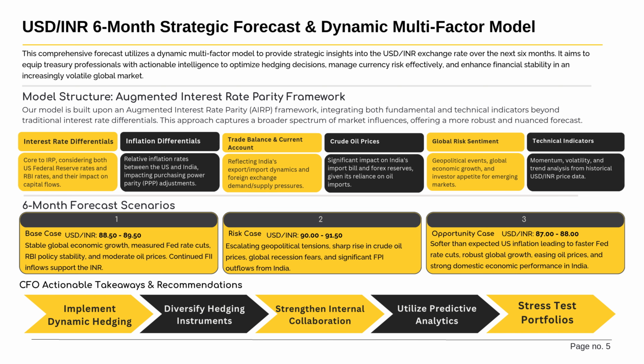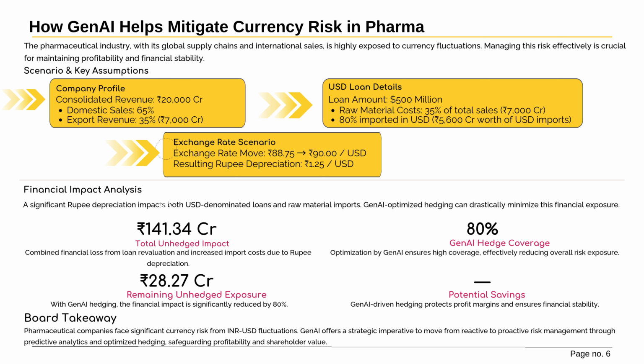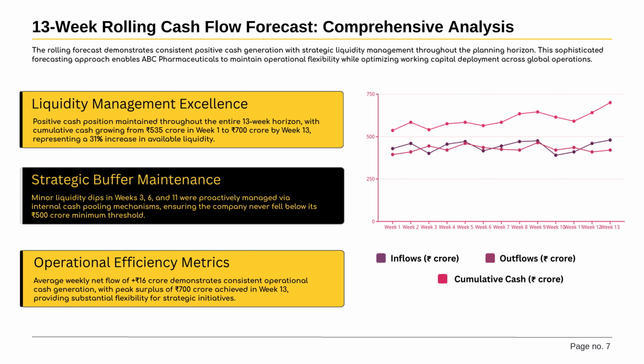Let's look at the USD INR 6-month strategic forecast, based on the augmented interest rate parity framework, considering factors like interest rate differentials, inflation expectations, and risk sentiment. The key variables impacting the model include growth differentials, commodity prices, central bank policies, and capital flows. The key CFO takeaways include practical trading takeaways such as risk management, monitoring global drivers, tracking central bank actions, and staying adaptable with the strategy.